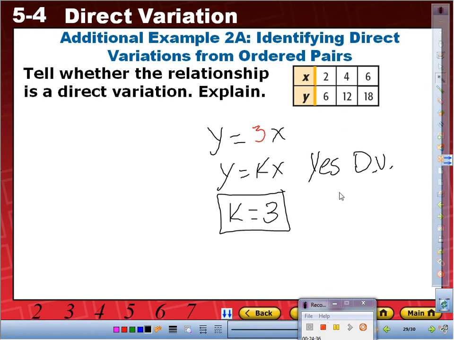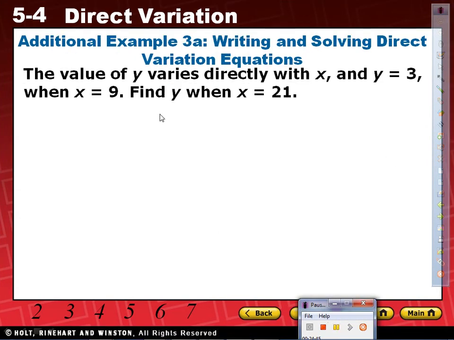Now let me give you one more step. Here you go. Copy this one down, please. Example 3a. Copy the black text. It says, the value of y varies directly with x, and y is equal 3 when x equals 9. Find y when x equals 21. Copy that, and then I'll go over it really quick. All right, pens down, eyes up here. Here it goes. Focus, or else you're going to not understand the homework, and this is part of the homework. Check this out.